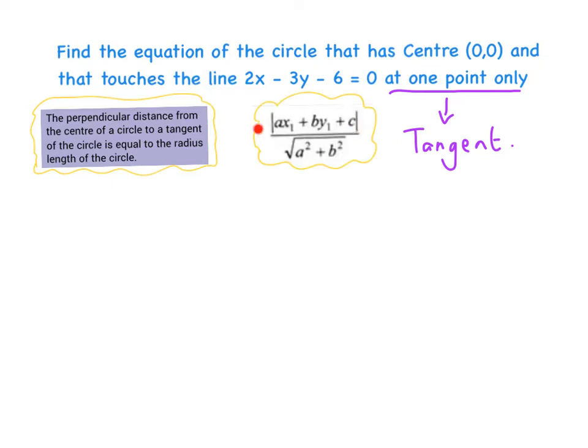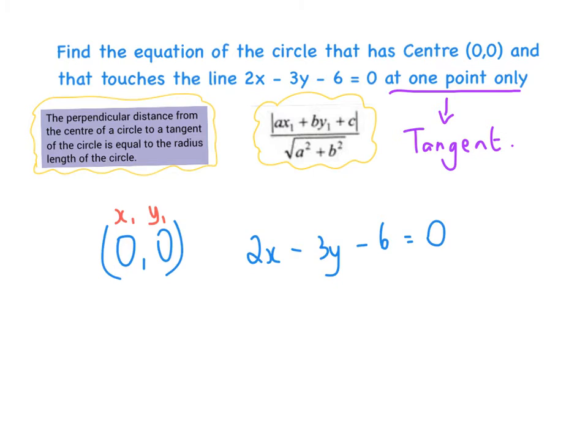Okay, so we have our formula from our log tables. We know that this is going to give us the radius. So off we go. So here we have our point 0, 0. So that's going to be x1, y1. We also have our equation of our line 2x minus 3y minus 6 equal to 0. And for this formula to work, it has to be in this format. Okay, so here we have A, B, and C. B again with its sign and C also with its sign.